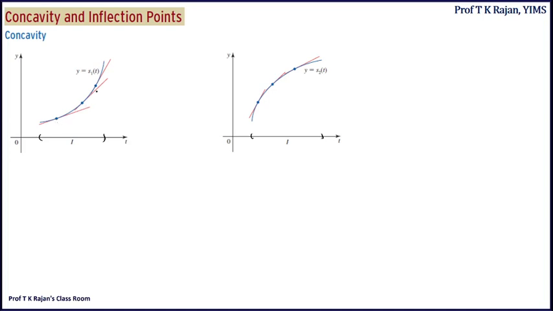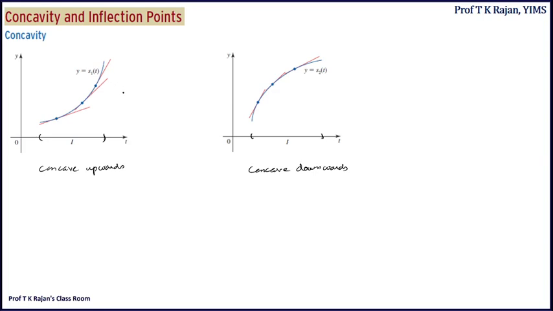If the slopes of tangents are increasing in an interval I, we say the curve y equals s1t is concave upwards in the interval I. Here the slopes are decreasing in the interval I. So we say the curve y equals s2t is concave downwards in the interval I.